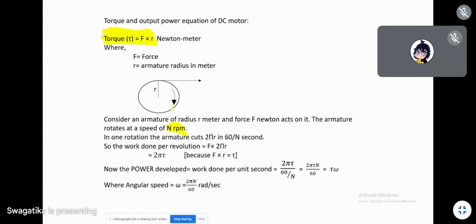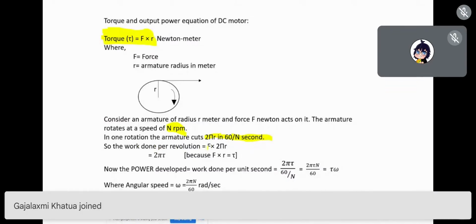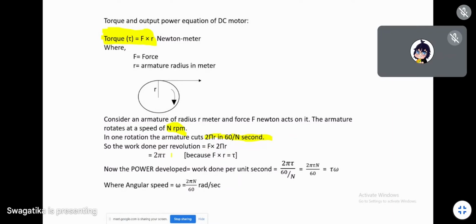So 2 pi r in 60 seconds, since rotation per minute is N. For one second, if you calculate, one rotation takes 60 divided by N seconds. The work done for one revolution will be F into 2 pi r, or I can say 2 pi r tau, because F into r is equal to tau, so 2 pi tau.